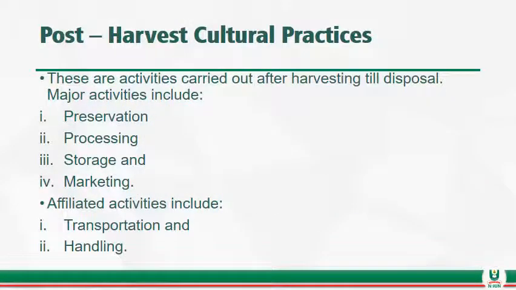After harvesting, you cannot just leave your produce like that and watch it deteriorate. So there are some activities that you have to carry out, which are called the post-harvest cultural activities. These major activities include one, preservation, two, processing, three, storage, and the fourth one is marketing. There are also some affiliated activities to the ones mentioned above: the first one is transportation, the second is handling. So we'll be looking at this one after the other.